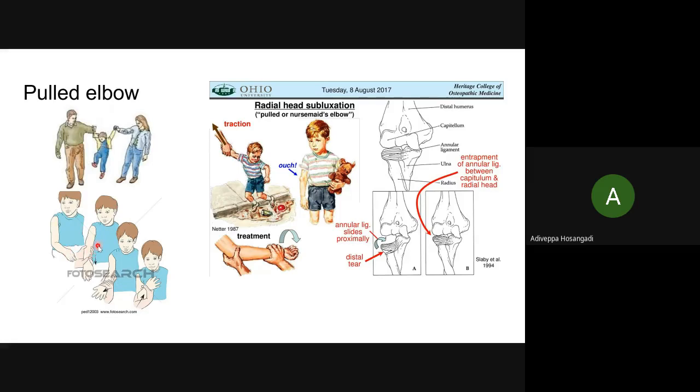So what you do: hold the arm, suddenly supinate the forearm and flex the elbow. You put a sling around the neck of the patient, a collar, and it becomes stable. Pulled elbow is a benign entity. Treatment is on an outpatient basis without much difficulty. You don't have to use any anesthesia or anything. It's also called nursemaid's elbow.